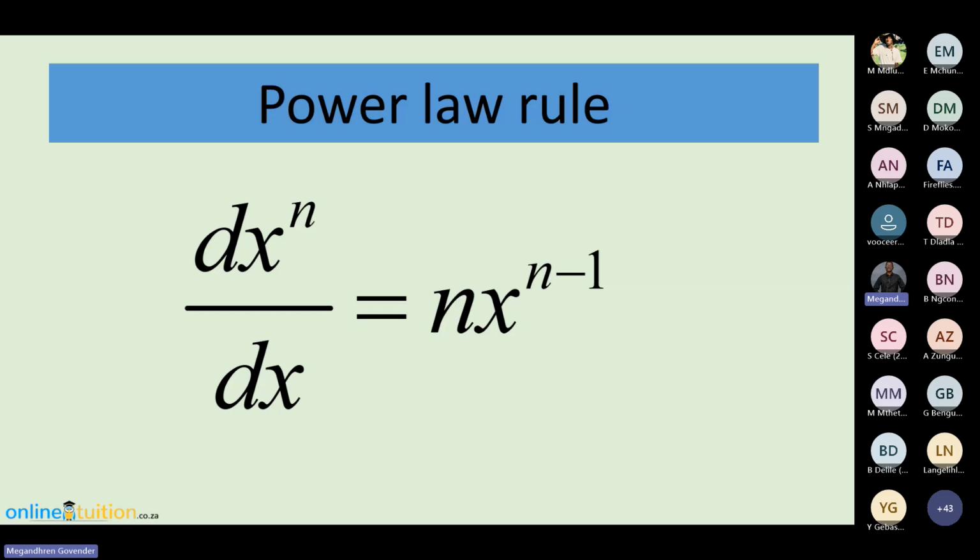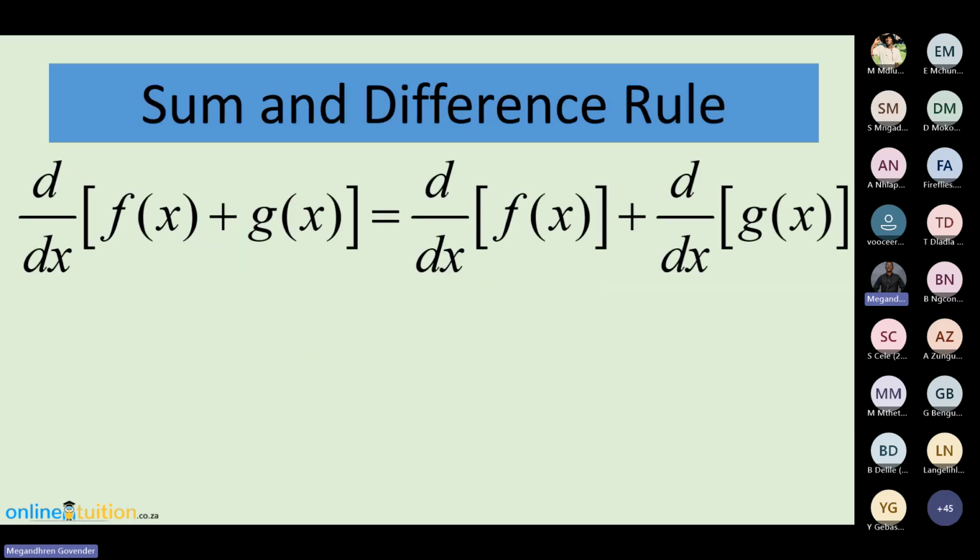Okay. So now, these rules you have been using in school, the sum and difference rule. If you've got 2 functions and I'm differentiating the sum of the 2, so d/dx of, say, 2 functions, f of x and g of x, of course, we're assuming that these functions are differentiable. Then, if you have a look, it becomes d/dx of f of x plus d/dx of g of x. I'll give you an example.